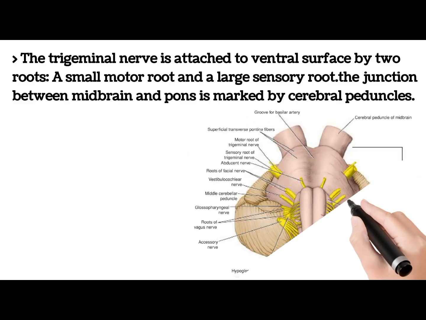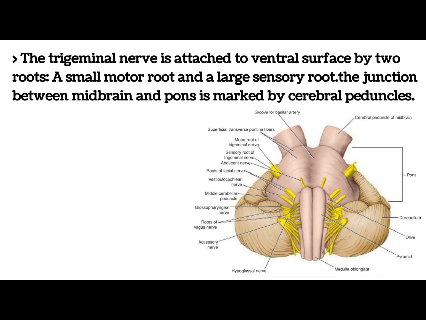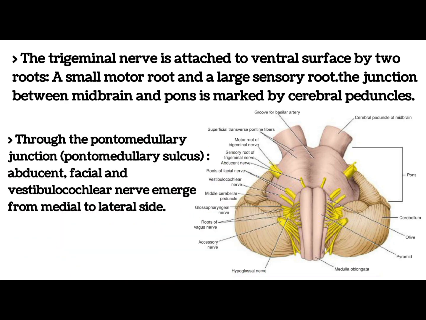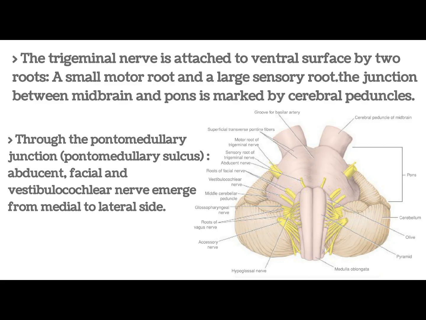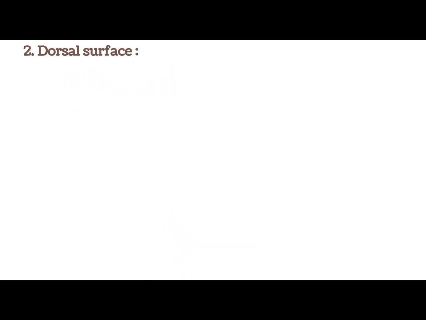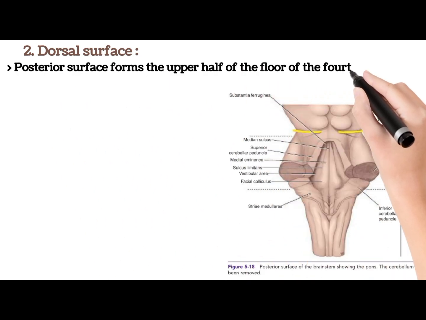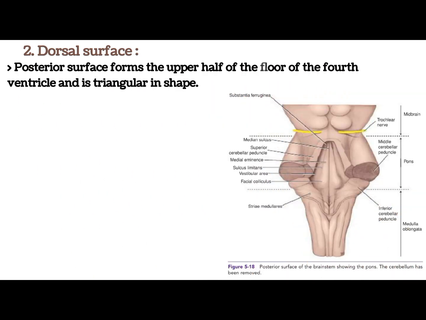The junction between midbrain and pons is marked by cerebral peduncles. Through the pontomedullary junction, abducent, facial, and vestibulocochlear nerve emerge from medial to lateral side. Now the dorsal surface. Posterior surface forms the upper half of the floor of fourth ventricle and is triangular in shape.